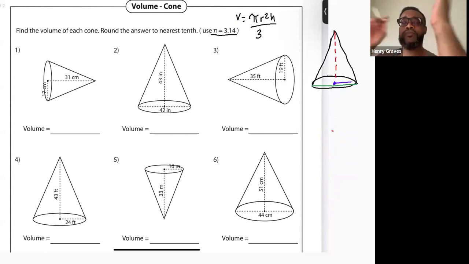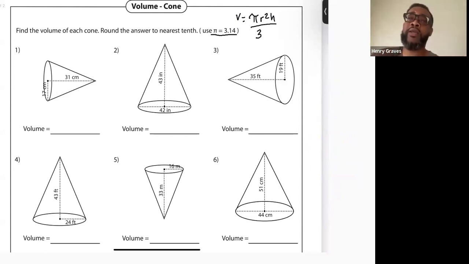All right. So for number 1, I know this is going to be my height. This is going to be my R. My volume is going to be 3.14 times 17 to the second power times 31 divided by 3.